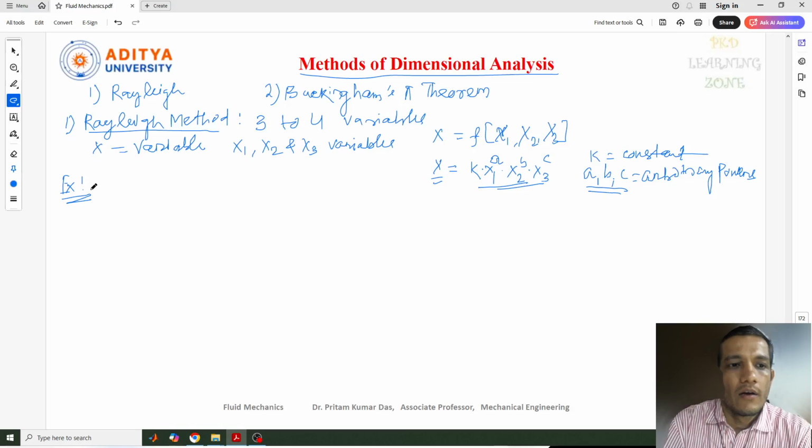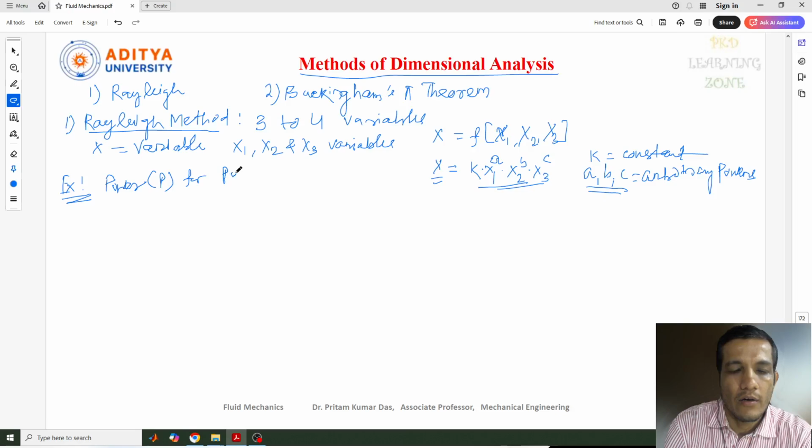Okay, so let's consider the power expression, the expression for power for a pump. What will the questions look like? The questions will be given in such a way that you find the expression for power developed by a pump. The power will depend on variables, because this is also a variable, and the power will depend on some other variables.